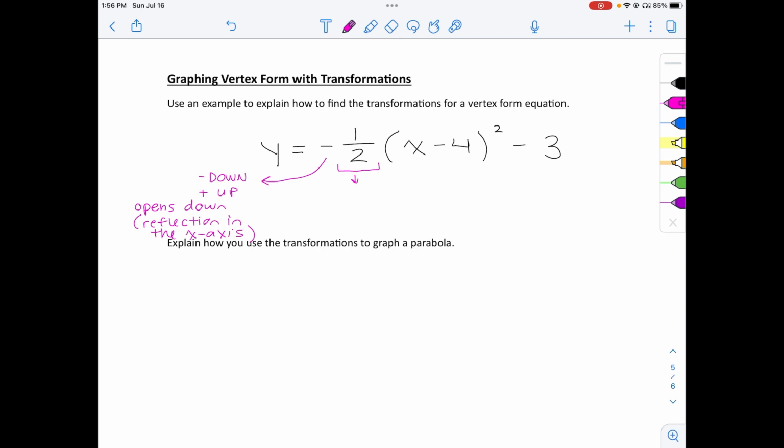My a value is 1/2. Okay, I don't need to pay attention to the fact that it's negative because I already addressed that. So this means there is a vertical stretch by a factor of 1/2.